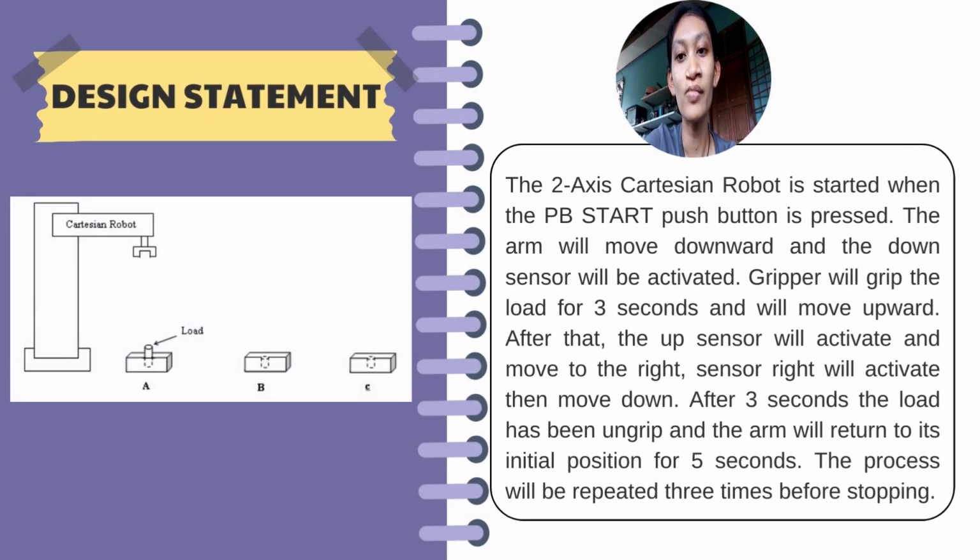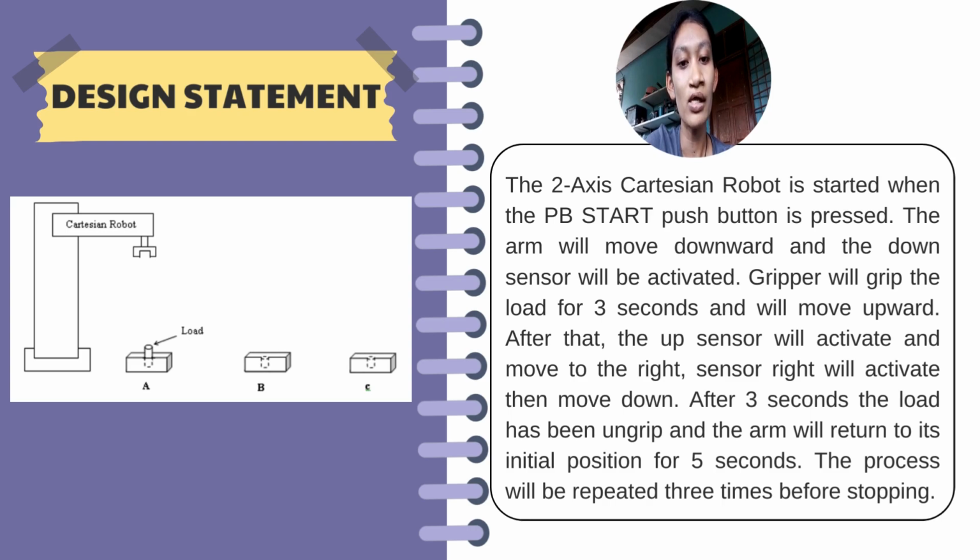Next, I will explain about the design statement. The two-axis Cartesian robot is started when the PB start push button is pressed. The arm will move downward and the down sensor will be active. Gripper will grip the load for 3 seconds and will move upward. After that, the up sensor will active and move to the right.